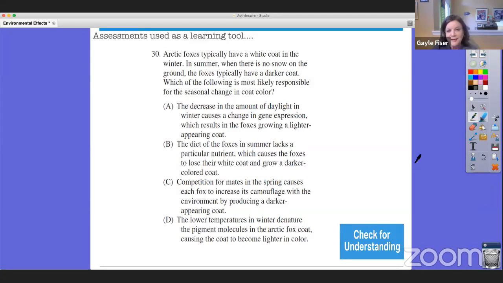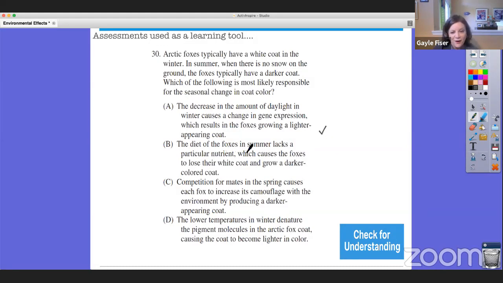Arctic foxes typically have a white coat in the winter. In summer, when there is no snow on the ground, the foxes typically have a darker coat. Which of the following is most likely responsible for the seasonal change in coat color? This was one of the first questions, I think, after the revision in 2012, and I've loved this question ever since. All right, so our choices are: the decrease in the amount of daylight in winter causes a change in gene expression, which results in the foxes growing a lighter appearing coat. That sounds pretty much like what we just talked about.